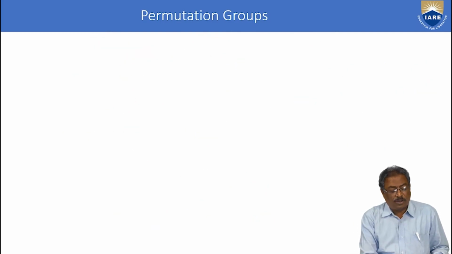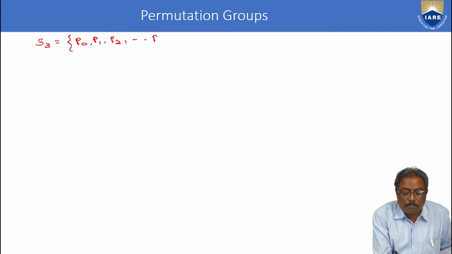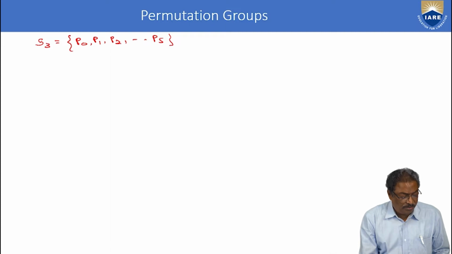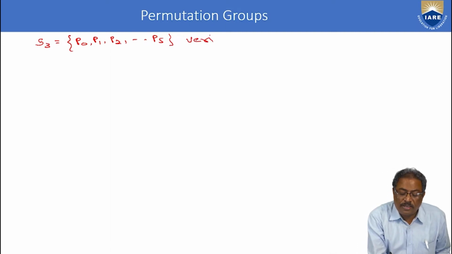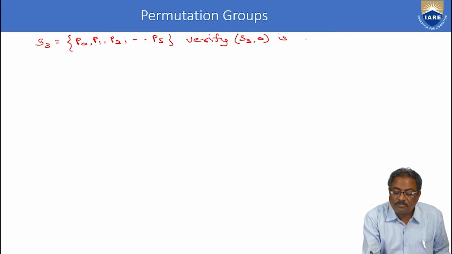Now we have to verify: let us consider S3 as the set of permutation functions we discussed, P0, P1, P2, and so on up to P5, and the binary operation is composition. We have to verify whether S3 with circle is a group or not.